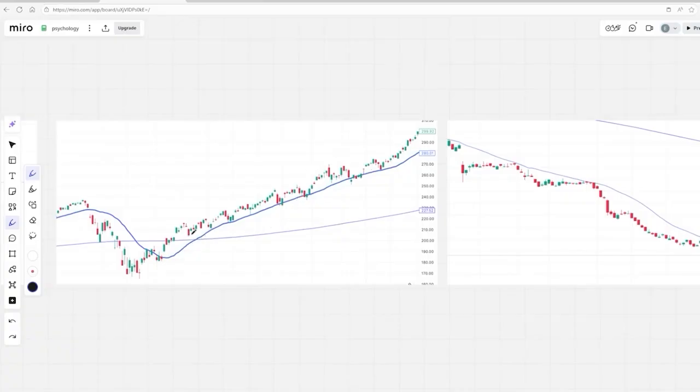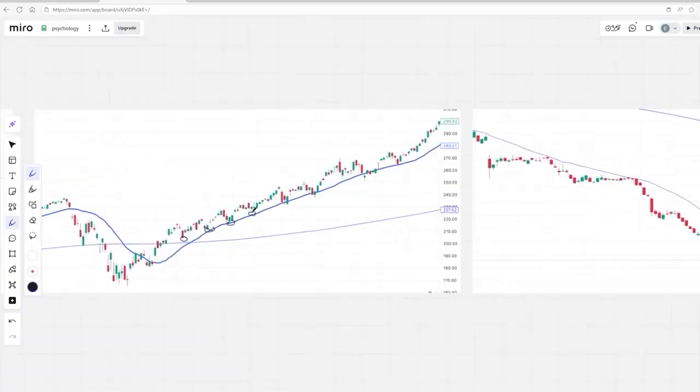And notice, every time we got close or we touched the 20 MA, we bounced. And that was honestly a very good dip buying opportunity. Literally every time it hit the 20 MA, every single retracement here, here, here, here. You get the idea. Every single retracement got bought.